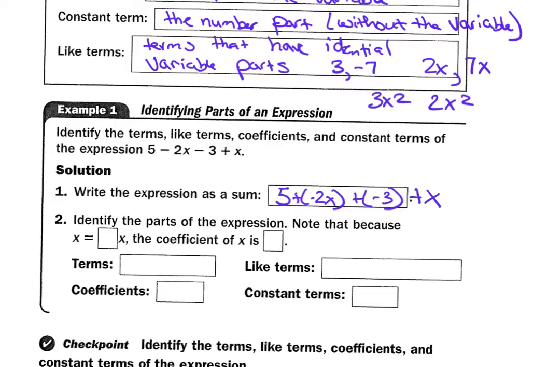Identify the parts of the expression. Note that because x equals 1x, the coefficient of x is 1. So there would really be a 1 in front of that x. But we don't write it that way because it looks silly. You won't see that. But that's what it means, 1x. So our terms then are 5, negative 2x, negative 3, and x. So our like terms, if we look over here, are 5 and negative 3. Those are alike. And negative 2x and x. Those are our like terms.